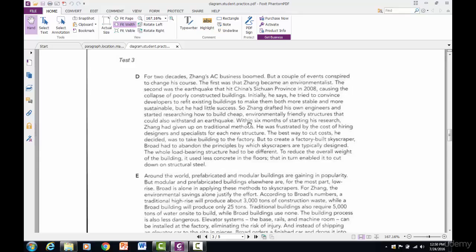Okay, so that'll do it for this first example of the diagram question, and now we will go ahead and do another one.